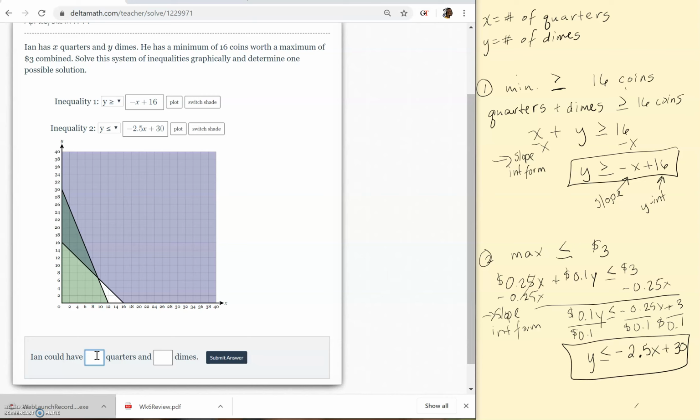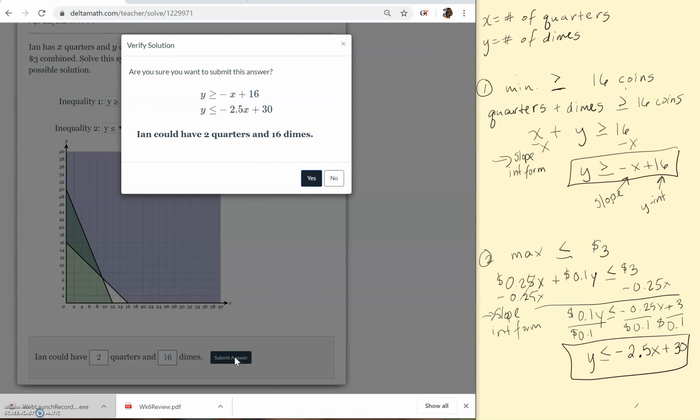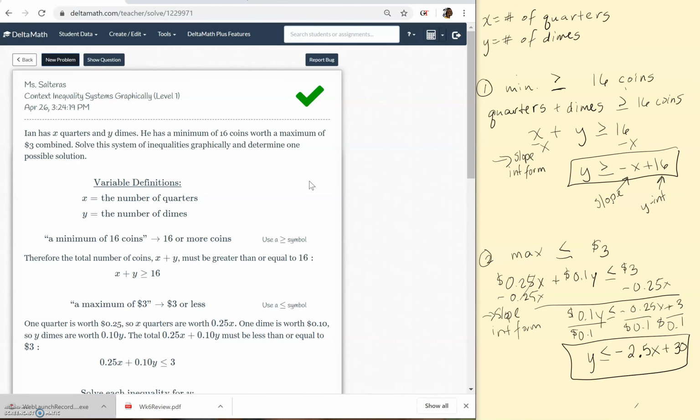Remember, quarters is x, so here's your x. I'm going to do 2 quarters, and I'm going to go up, and 16 for your y values is your dimes, and then press submit answer, press yes, and there we go.